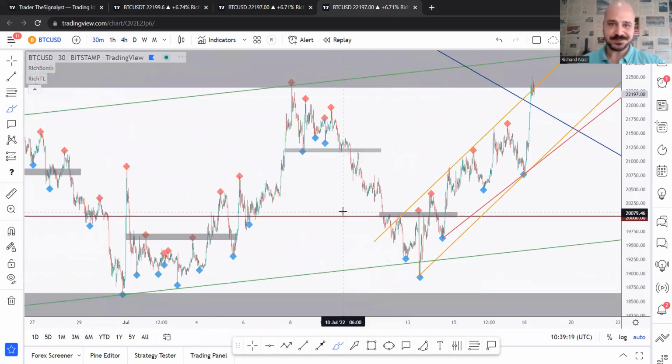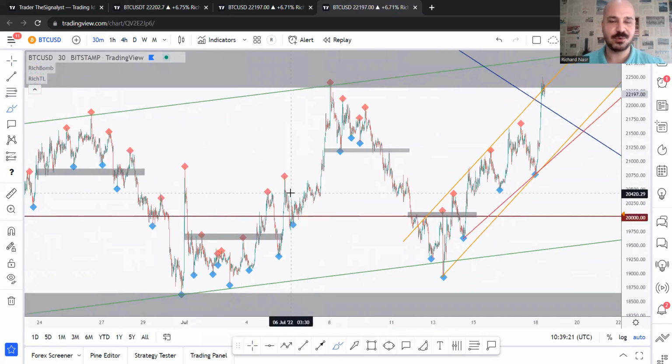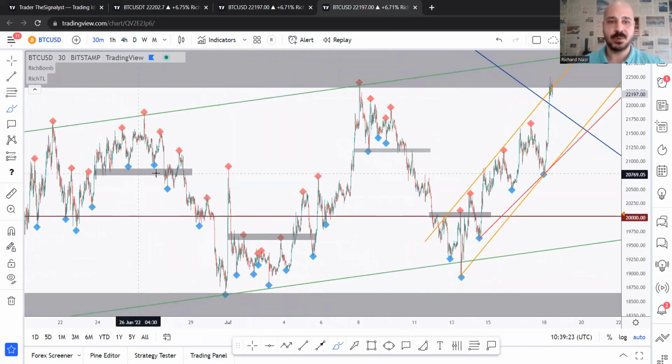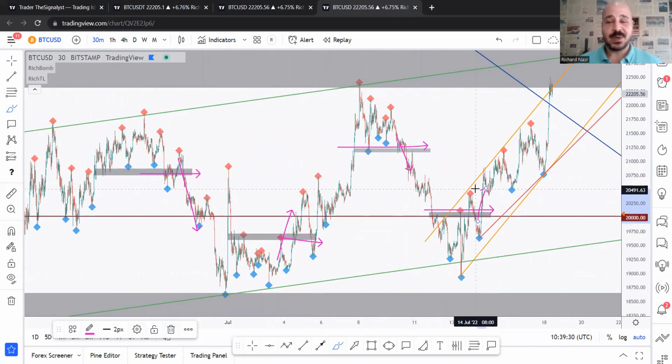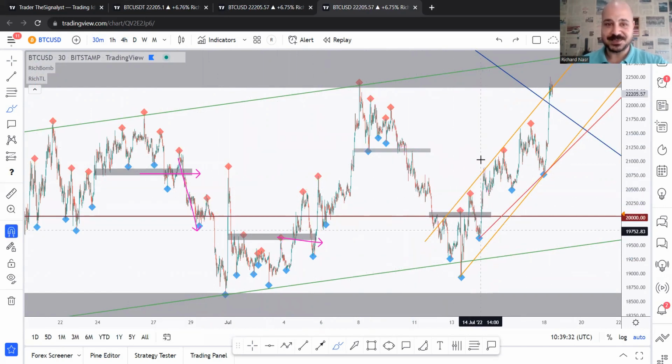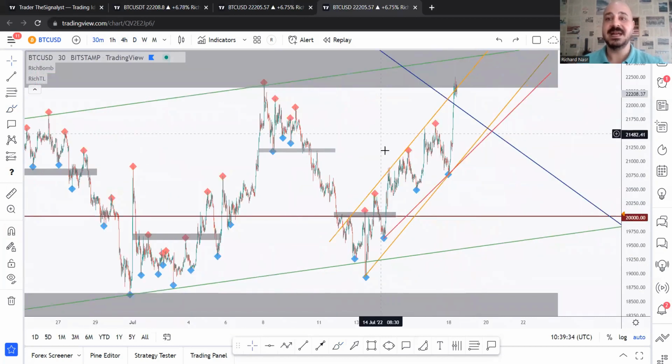Here we go. For those who have been following my analysis, we looked for a sell here, we looked for a buy here, for a sell, for a buy, and so on. So we are currently around the upper bound, right? So we're expecting what? The bears to take over.